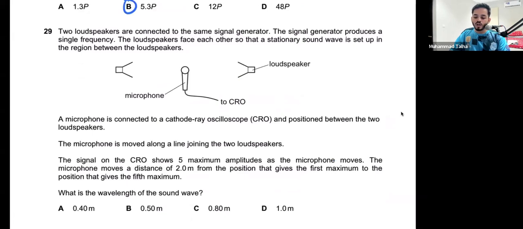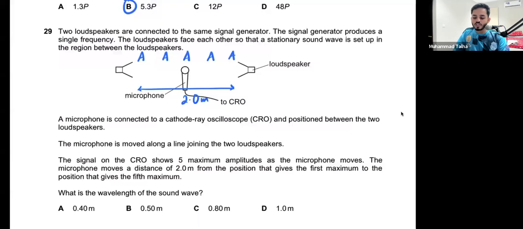29. Two loudspeakers are connected to the same SIG-gen. The SIG-gen produces a single frequency. Loudspeakers face each other so that a stationary sound wave is set up in the region between the loudspeakers. Mic is moved with the CRO. So the bottom line is this, that you see 5 maxima as the microphone moves. And then the microphone moves a distance of 2 meters from the first to the 5th maxima, and you are asked the wavelength. So maxima, maxima, maxima, maxima, and maxima. And this distance between the two, this is 2 meters.